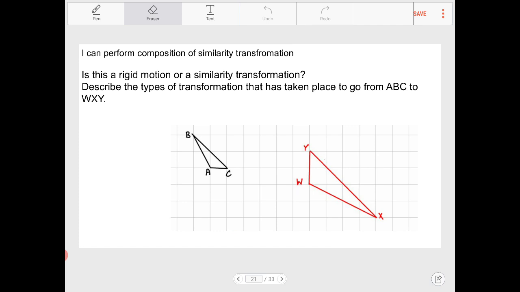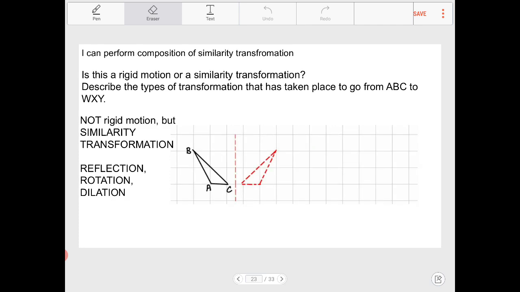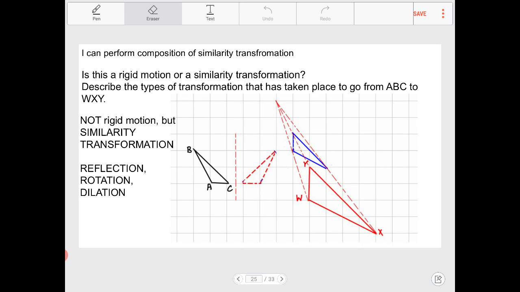Is this a rigid motion, going from ABC to WXY? Again, this is not a rigid motion because the sizes of the triangles are different. Now, what are you going to do to go from ABC to WXY? Pause the video to see if you can figure this out. Hopefully you had some time to think about this. It looks like there's definitely going to be a reflection, and then from the reflection, a rotation to get that orientation, and then finally a dilation. Again, this one was definitely more challenging than the others.